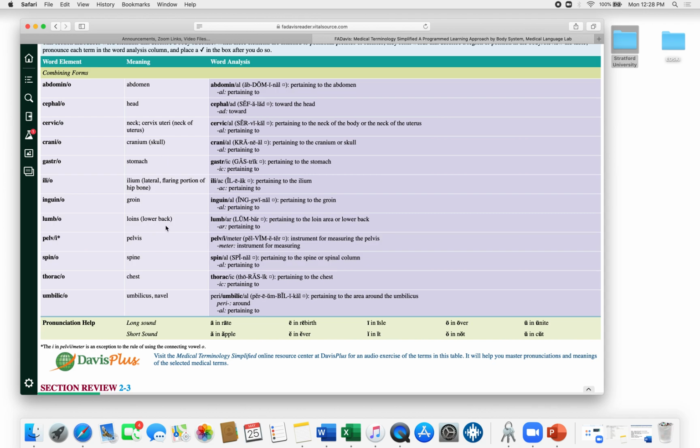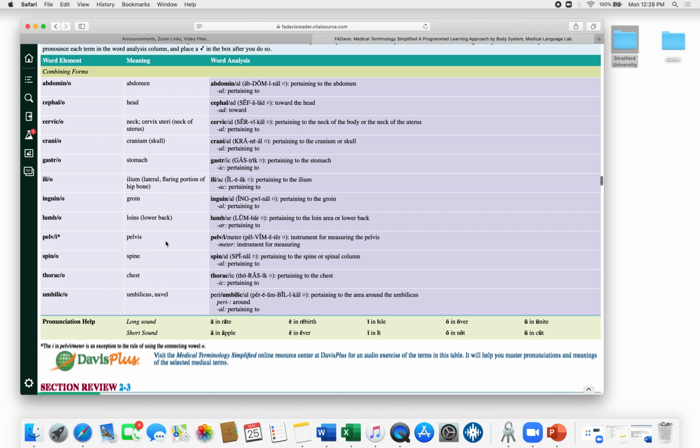Lumbar is pertaining to your loins or your back. Where do you wear your loincloth? You strap it around your waist, and that's where your lumbar is, or your lower back. Inguinal, that's your bikini line. Al, pertaining to your groin area. Pelvis, pelvic, ick, pertaining to your pelvis, which is your hips.